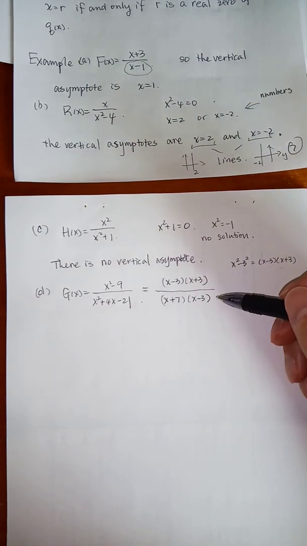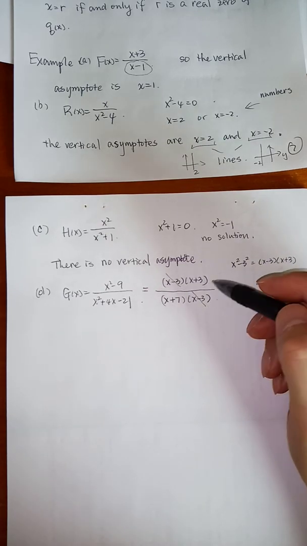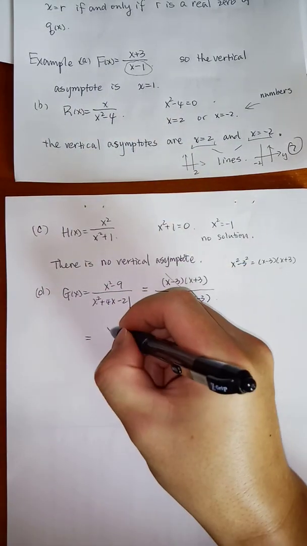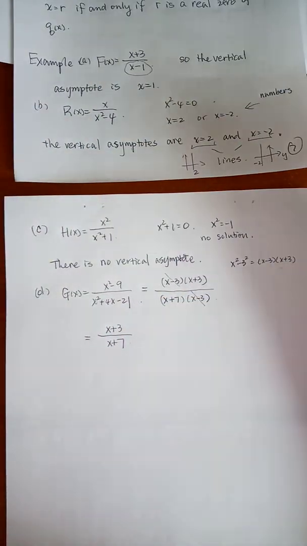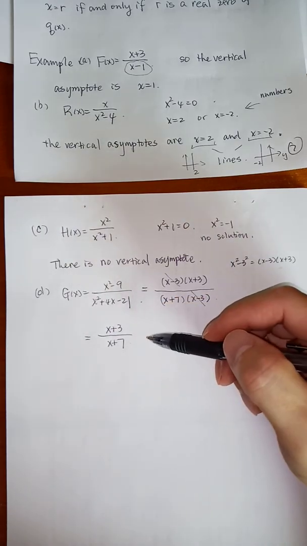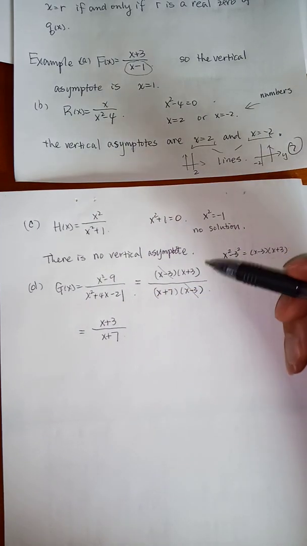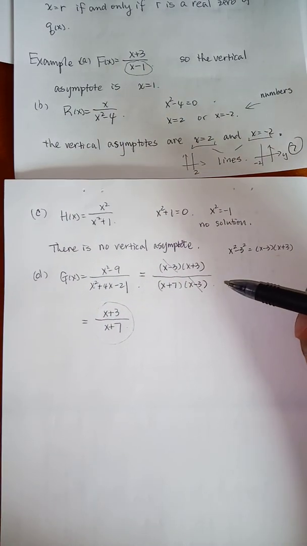So after factorization, you see here, they do have the common factor. So you have to cancel this common factor. Then you get the lowest terms. So this is the lowest terms. To apply the theorem, you must study this expression, not the original expression.